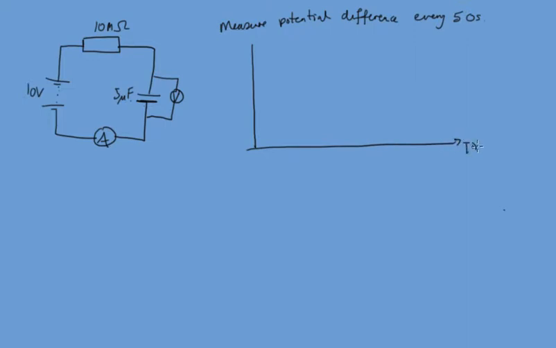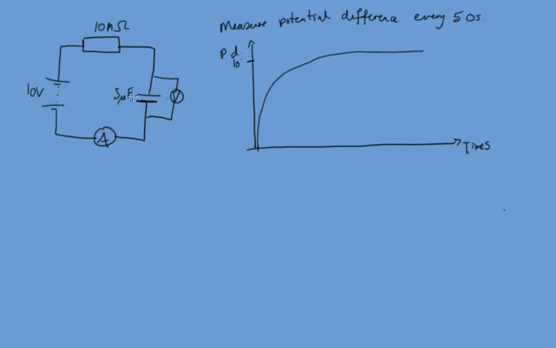You've got time in seconds, and then your potential difference. Now the supply voltage is 10 volts, and it'll go up something like this. Now we see that at the beginning the potential difference rises very quickly, and then it kind of slows down, and then when it reaches 10 volts it levels off.